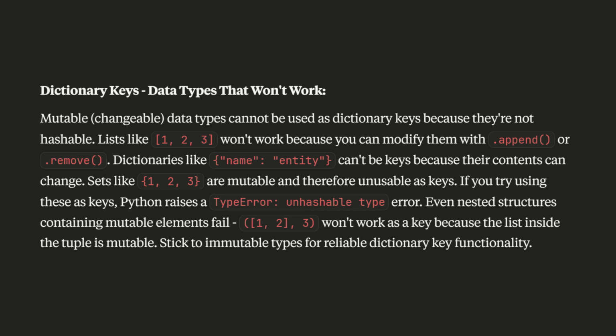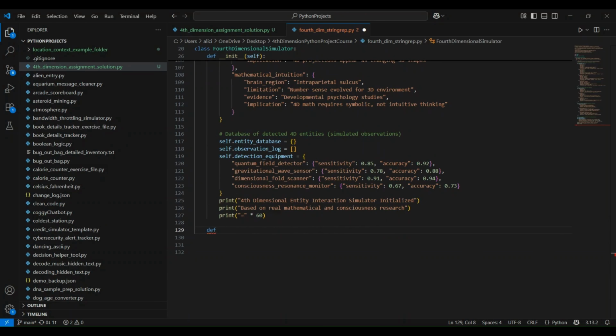So it's one of the best practices: use strings for entity IDs unless you have a specific reason not to, because strings are descriptive, readable, and clearly identify what each entity represents in the 4D simulation database for this particular program. But as we discussed, you have those three other options because those are immutable data types which are hashable.